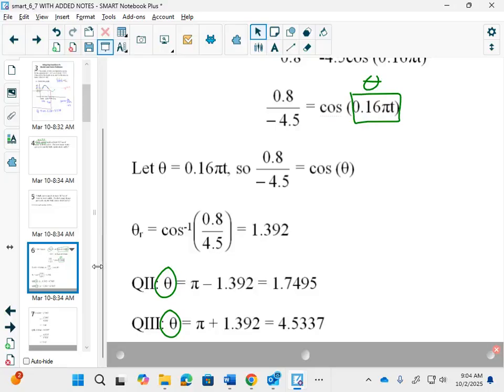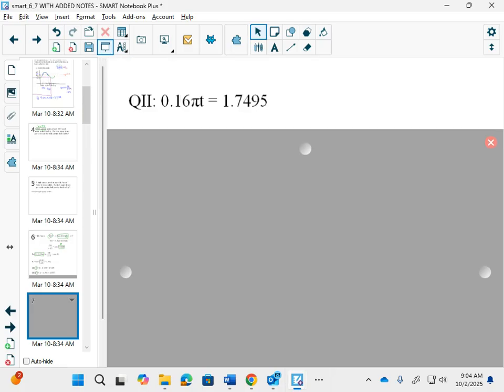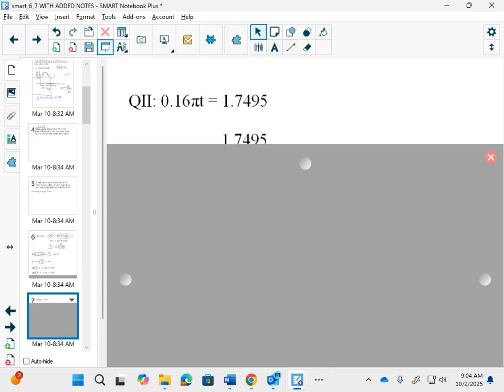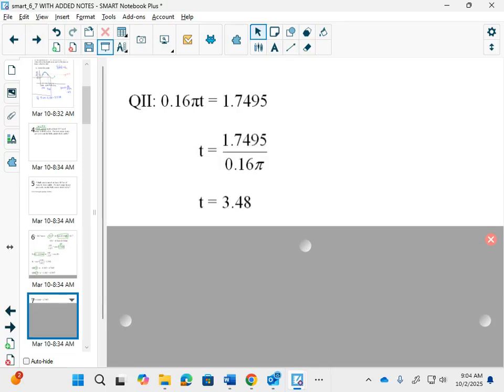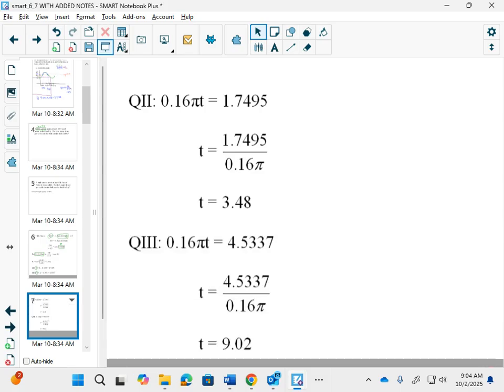But what did theta equal? I temporarily substituted theta for that 0.16 pi t. And now I can substitute back. So if I substitute back, how do you get t by itself? You divide by 0.16 pi, and we get our 3.48 in quadrant 2. We do the same thing, and we get our 9.02 in quadrant 3, which are the two answers that we found with our graphing calculator as well.